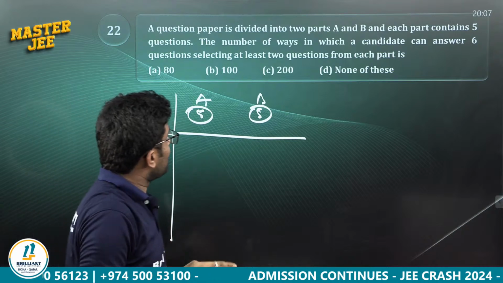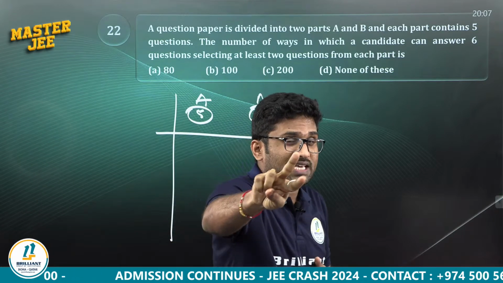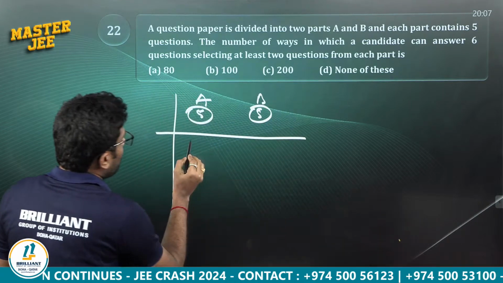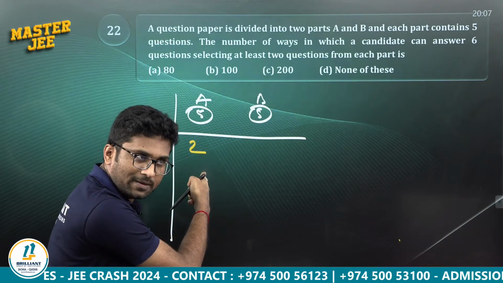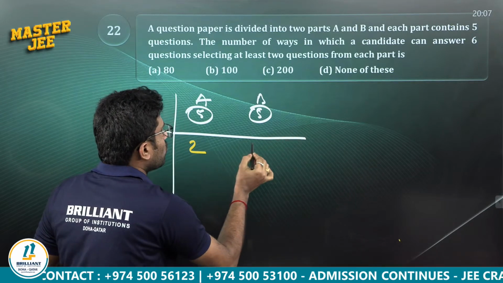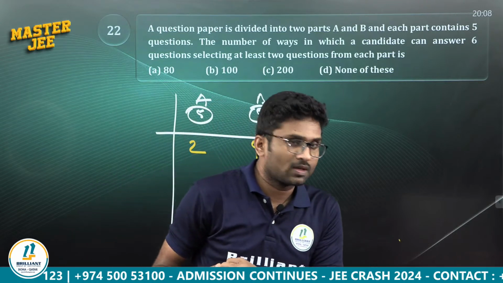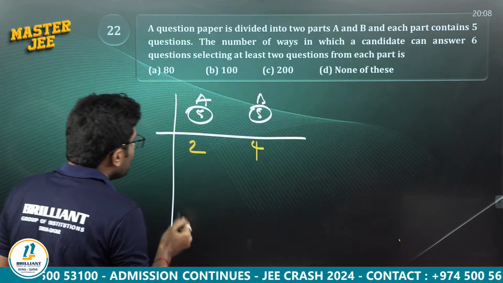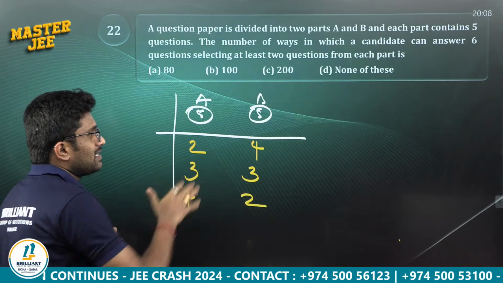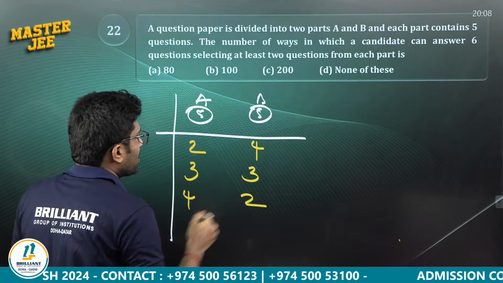Now we have to answer 6 questions such that we select at least 2 questions from each part. Suppose you select 2 questions from A; in total we are supposed to answer 6, so we have to select 4 questions from part B. This is one way. Second, 3 and 3, then 4 and 2. Apart from these 3 cases, is there any other case possible?